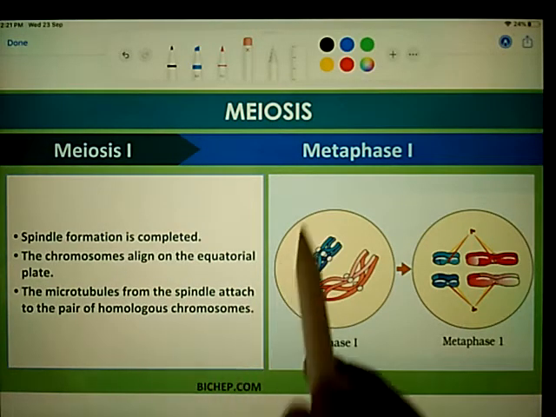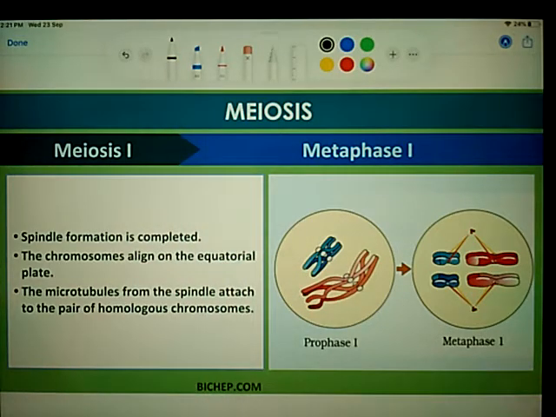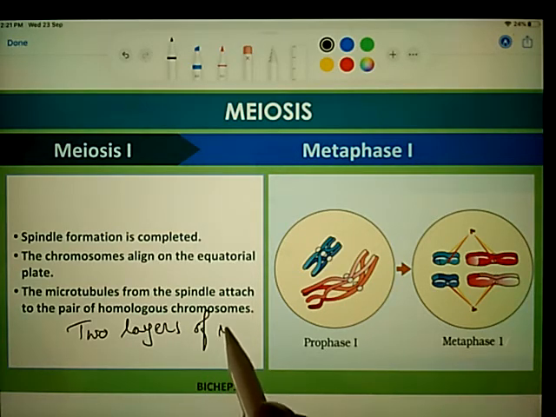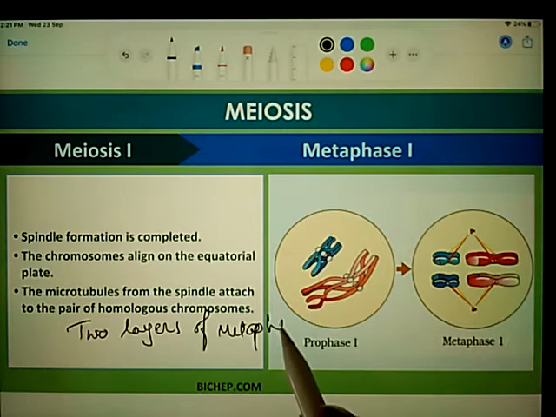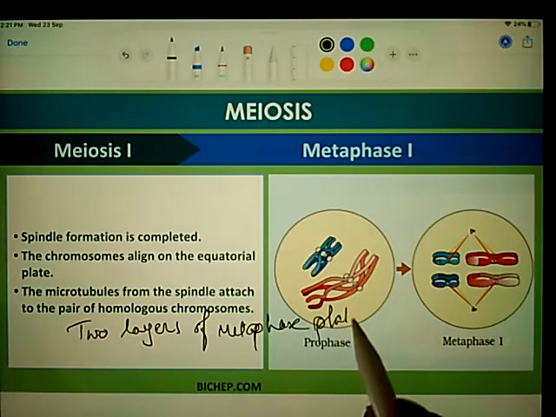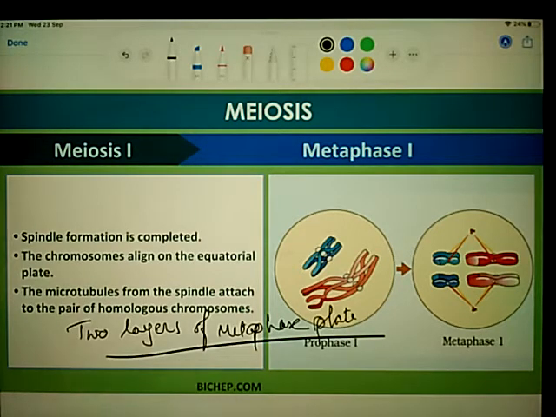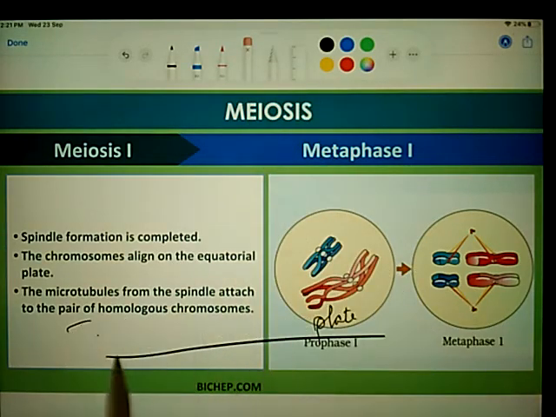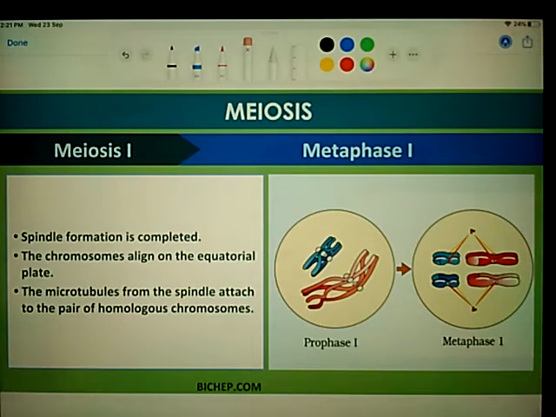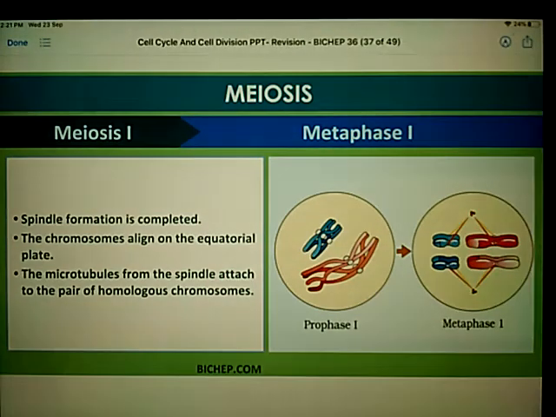One important point left is the two layers of metaphase plates. In the mitotic plate or equatorial plate there is a single layer, whereas here there are two layers. Fine, I hope you are very clear about this now. Please take a screenshot, then we can go ahead to the next step.